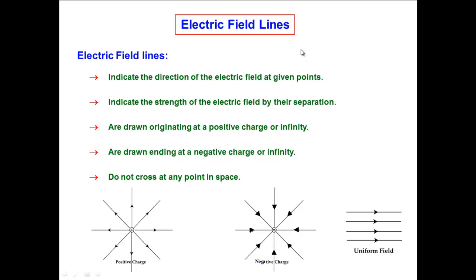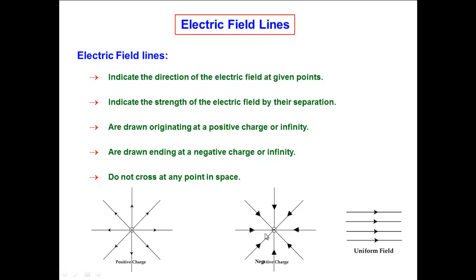Well, there are some simple rules for electric field lines. First of all, what do they mean? They indicate the direction of the electric field at whatever point in space the field line is. So if I'm down here in the diagram for the positive charge, and I look at a point in space along one of those field lines, the arrow gives me the direction of the electric field at that point. Also, they indicate the strength of the electric field, and this occurs due to the separation of the field lines in the diagram. The further apart the field lines are from one another, the weaker the electric field is, and conversely, the closer together they are, the stronger the electric field.